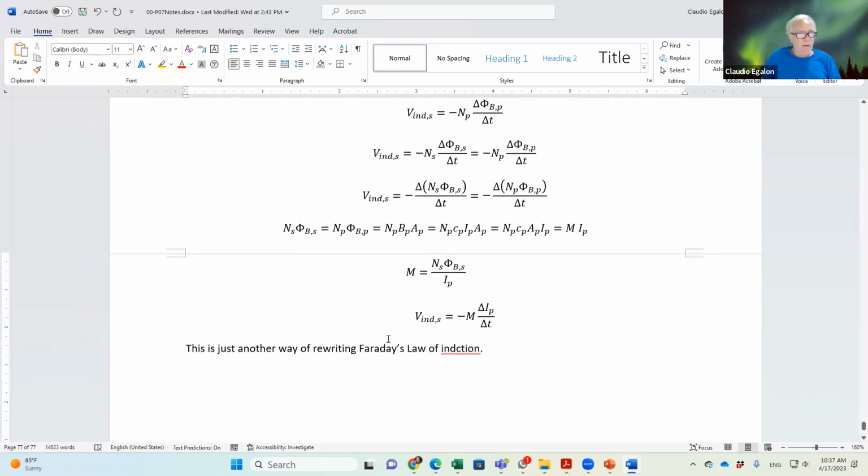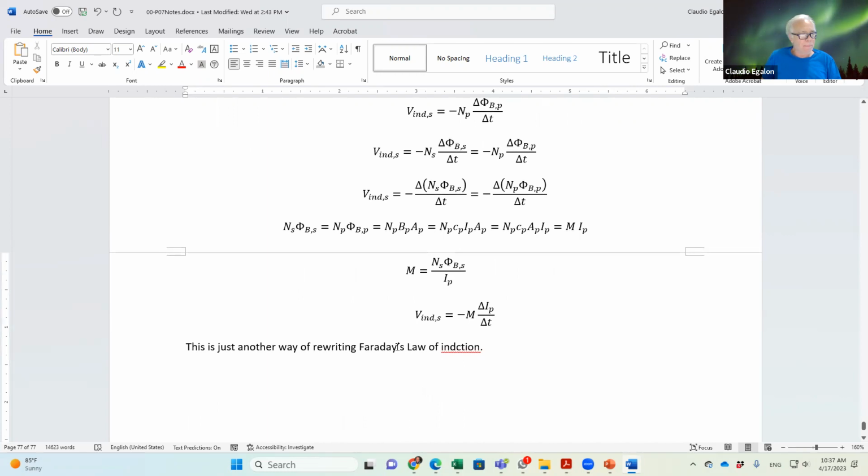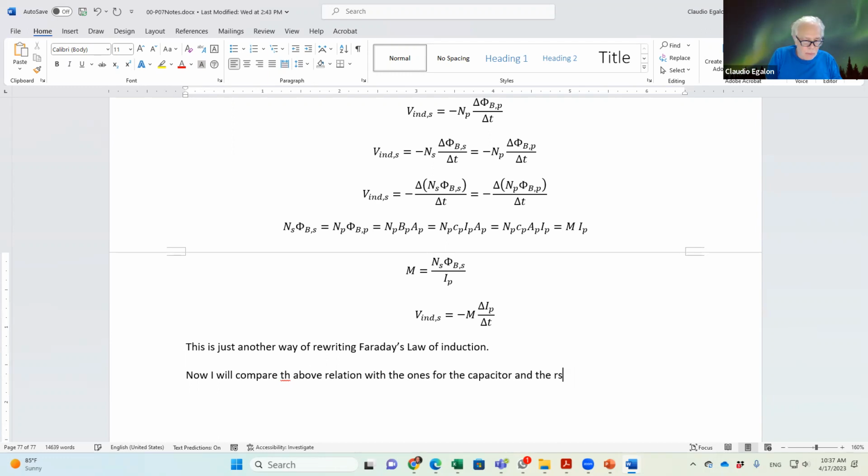And now I'm going to do something else too. I'm going to compare the above relation with the ones for the capacitor and the resistor.